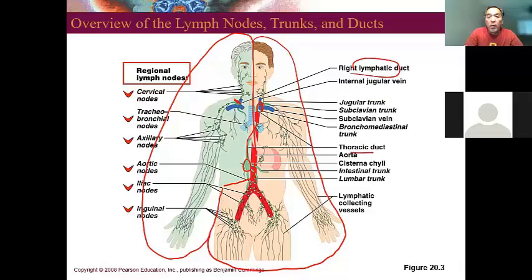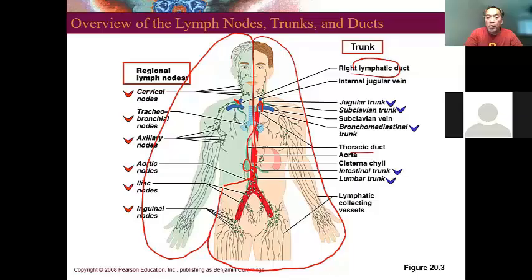Now for the trunks, the trunks are made out of the jugular trunk, the subclavian trunk, the bronchomediastinal trunk, the intestinal trunk, and your lumbar trunk. So there are 5 of those trunks.